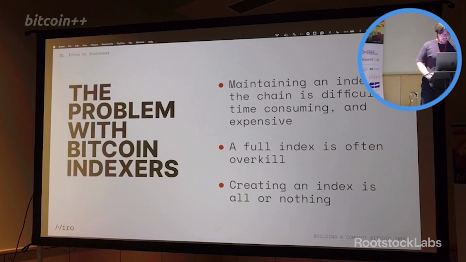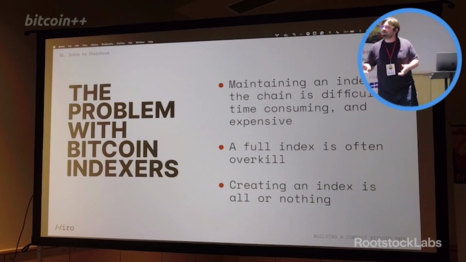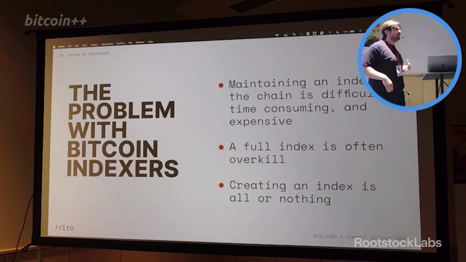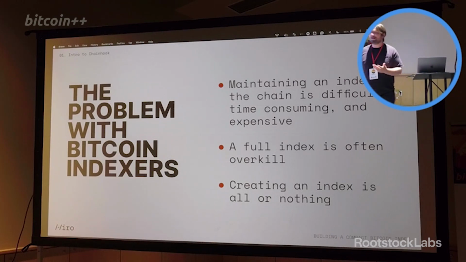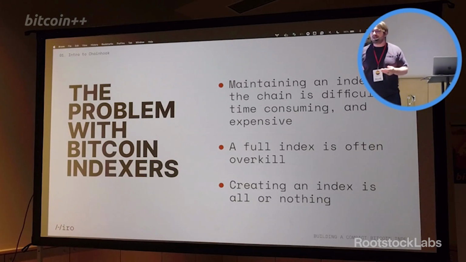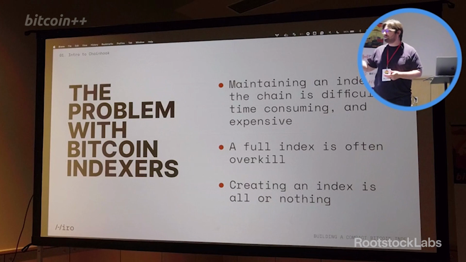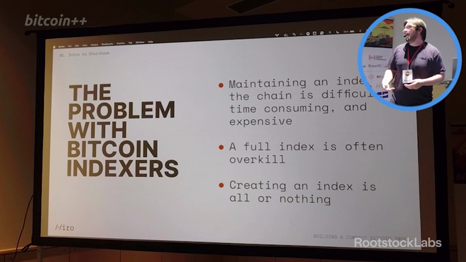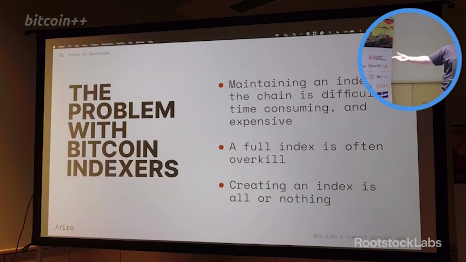So I want to talk about a problem that we wanted to solve with Bitcoin indexers. If you want to index the chain, that's great. It's just going to take a long time, and you're not going to use most of the data, right? Hopefully we're not all building a Bitcoin block explorer. There are too many block explorers. So you probably don't need all that data. Maintaining an index is difficult to set up, it's time consuming to actually do the indexing, it's expensive to store all the data, and it's overkill for most people's needs. And creating an index is all or nothing. You have the whole thing, most of which you don't use, or you don't have an index at all.